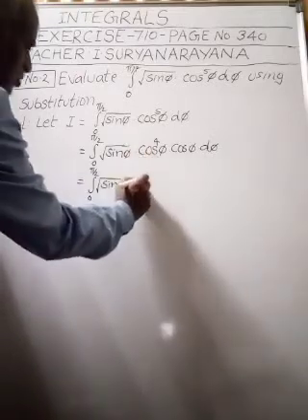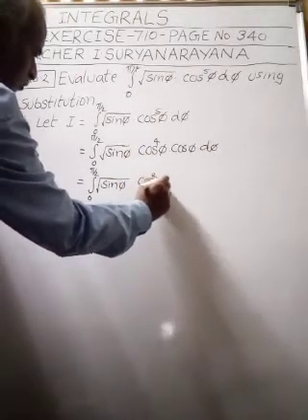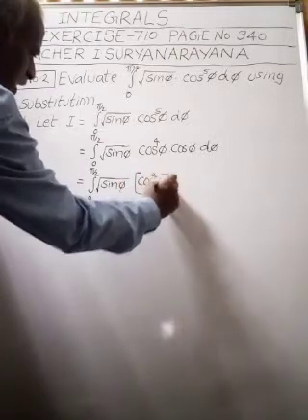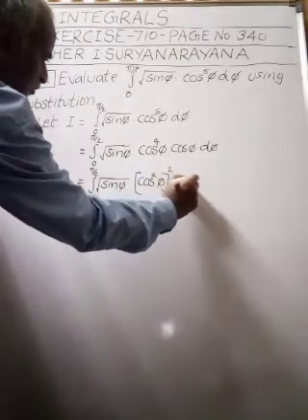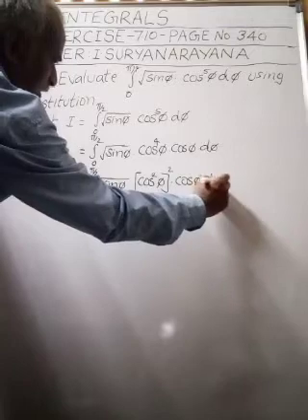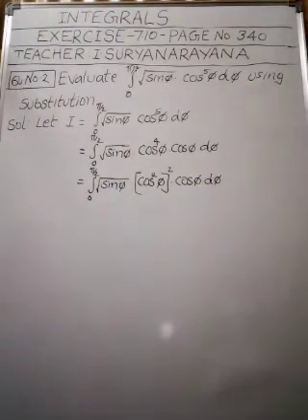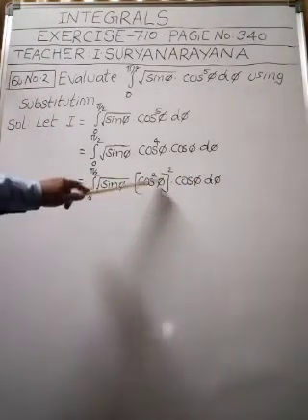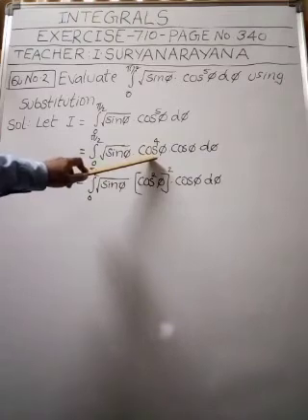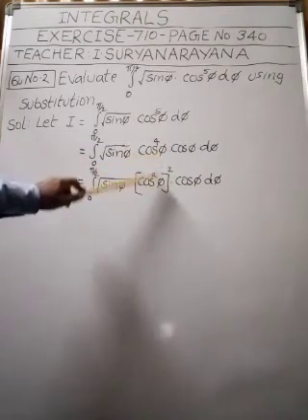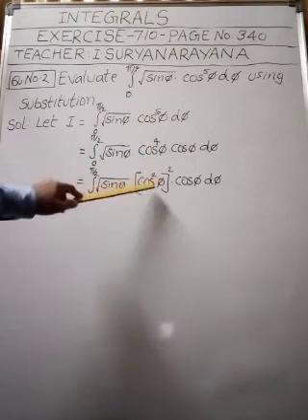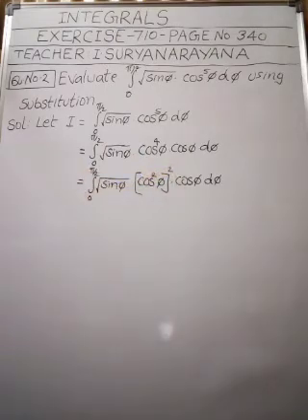Again this can be written as (cos square phi) whole square into cos phi d phi. Can we write it or not, my children? Cos square whole square is equal to cos power 4 phi. So I am writing this cos power 4 phi as (cos square phi) whole square. Okay, my children, understood this step?